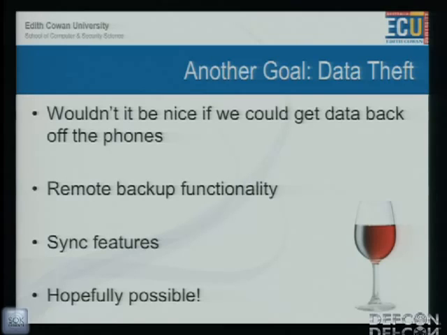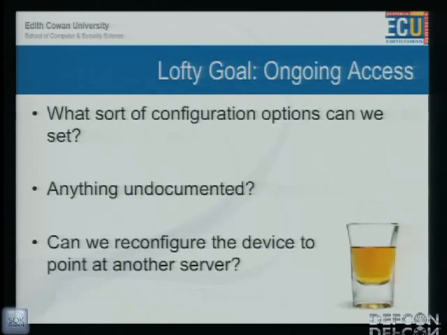Okay, I've got one more goal, and then I'll do some thanks and a conclusion. My lofty goal is ongoing access. There are a few configuration options that you can push through with ActiveSync, and one of them is to change the outgoing mail server. This is necessary in some deployments, because users might have to use their ISP's SMTP server. You can push that as a policy update. So essentially we could have persistent access to all their outgoing mail from that device.